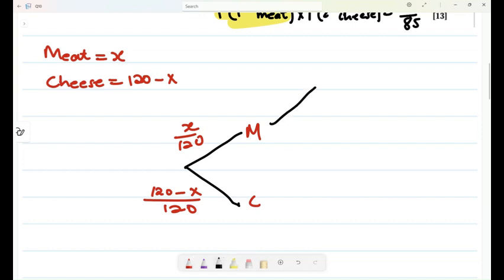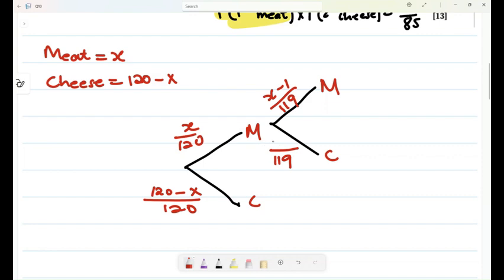When you branch, this is going to be meat and cheese. When you branch, if you took meat for the first time and you took meat for the second time, it means meat is the one that is going to be affected. X minus 1 divided by, remember, it decreases to 119. But cheese, if you did not choose cheese at the first trial, it means cheese won't be affected, but this one will be 119 because it decreases.